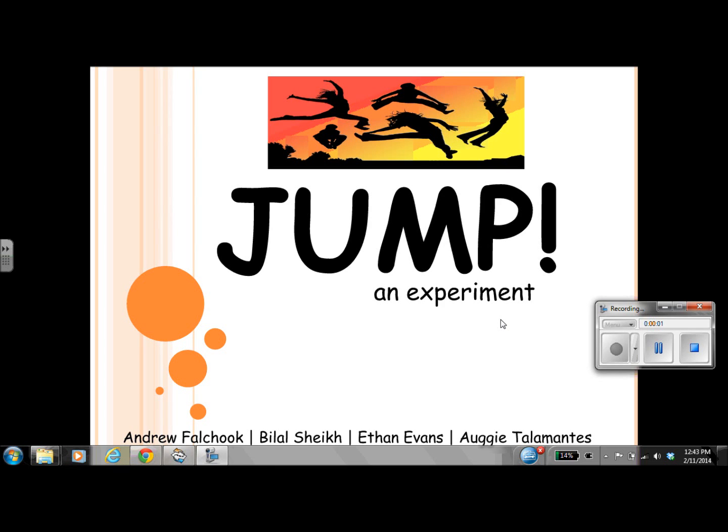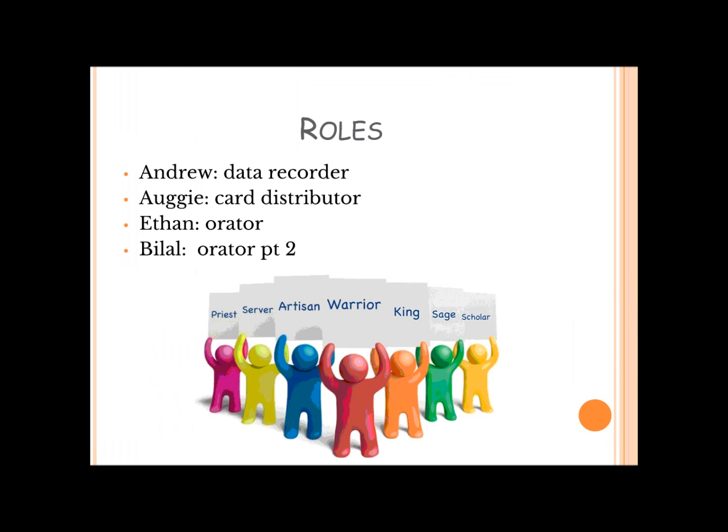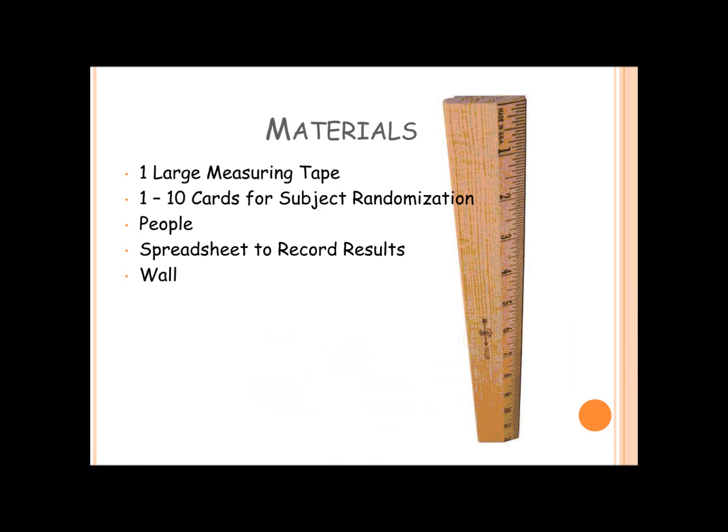Experiment. What we decided to do was test if someone could jump higher with their dominant leg or non-dominant leg. Our hypothesis was the person who jumped with their dominant leg would jump higher than the person with their non-dominant leg. So the materials we used for this were one large measuring tape, a 1 through 10 card for subject randomization, a spreadsheet to record results, and a wall.